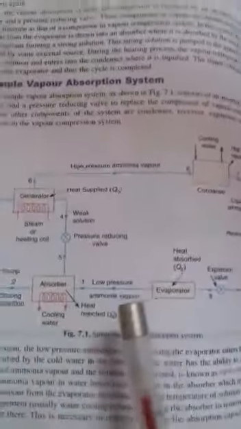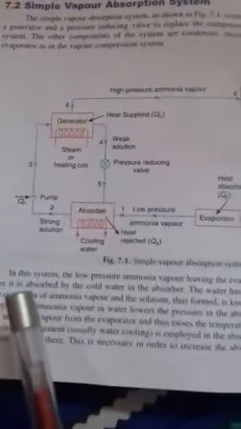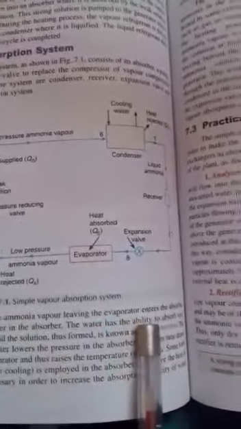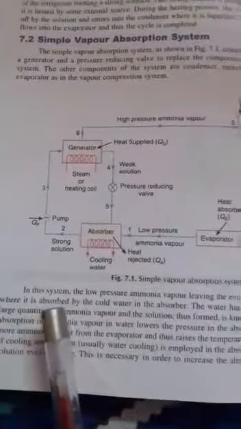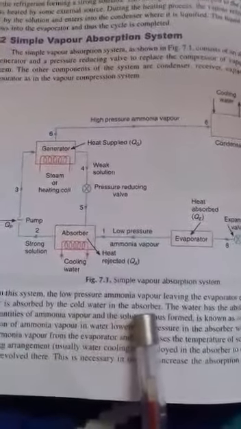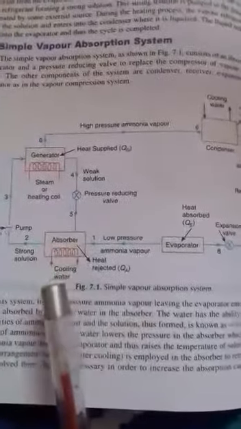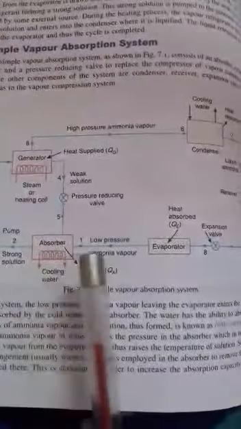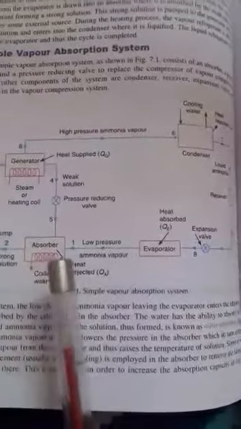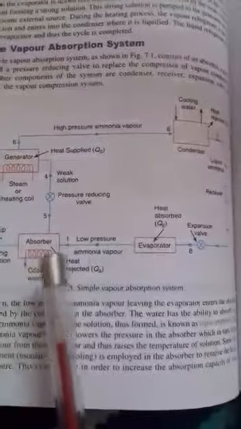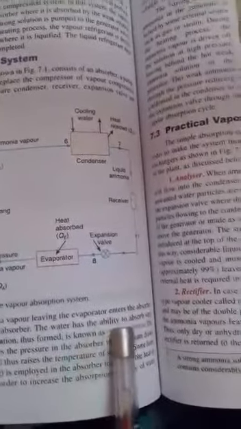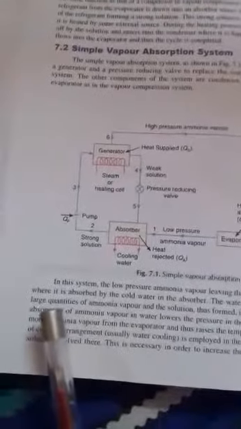In this system, the low pressure ammonia vapor leaving the evaporator enters the absorber, which has cold water in it. Here it is, the absorber. Ammonia has an affinity for water, so it gets absorbed, and it is an exothermic reaction, so a cooling water arrangement is there to remove the heat. Water has the ability to absorb a large quantity of ammonia vapor, and the solution thus formed is known as aqua ammonia.